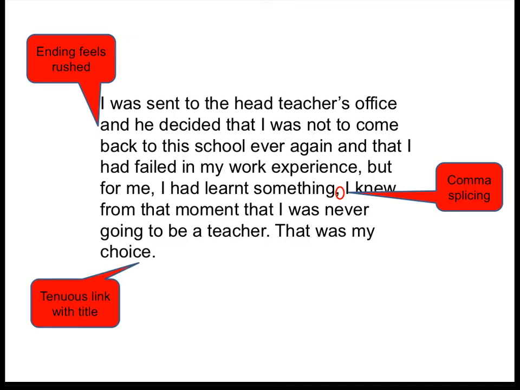We see here as well perhaps a tenuous link with the title. Sometimes students go into the exam, they have an idea of a story that they want to write, and no matter what the title is, they'll write that particular story. We'll talk more about that in a moment, but it's just worth noting that it is something that the examiner will pick you up on.